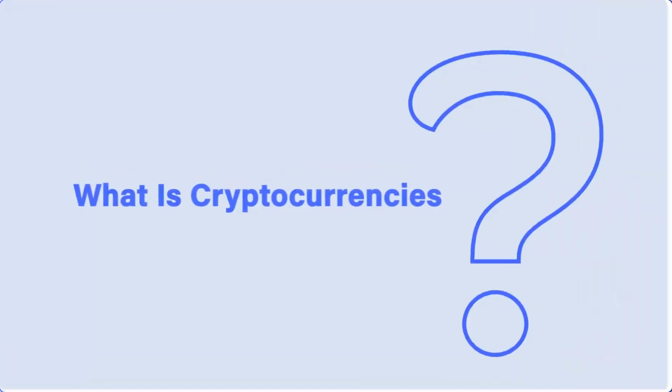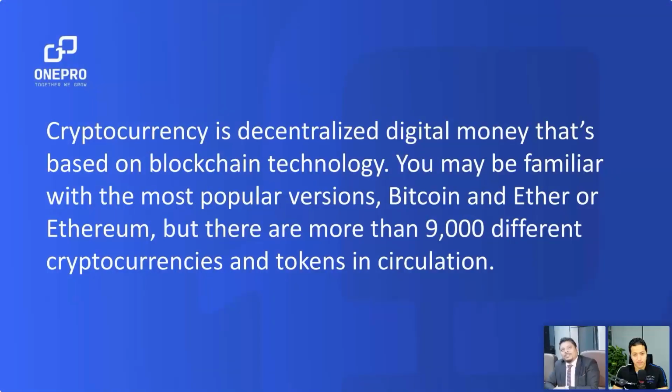All right, so what are cryptocurrencies? Cryptocurrency is decentralized digital money that's based on blockchain technology. Some of you may have heard about blockchain, but some of you, I think, not. You may be familiar with the most popular ones, Bitcoin and Ether. Ether is the coin actually, and Ethereum is the blockchain, right? But there are more than 9,000 different cryptocurrencies and tokens in circulation. So we have so many cryptocurrencies. We have to understand what are the cryptocurrencies, what are the tokens we have around the globe.